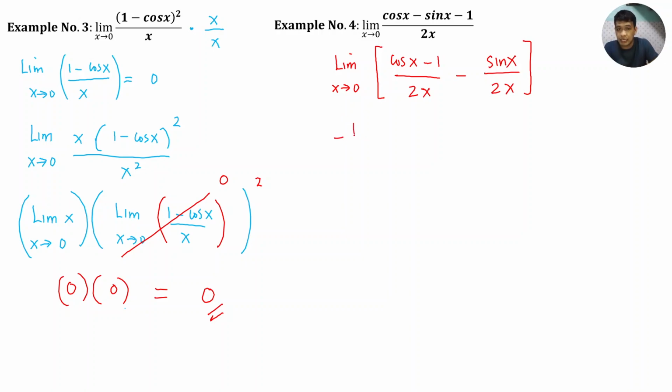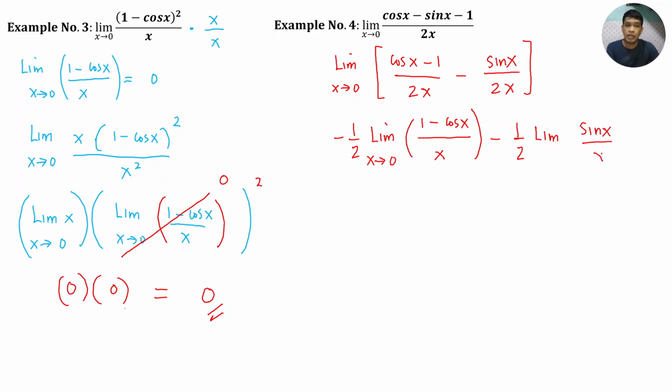So, this gives us negative 1/2 limit. Pinafactor out yung negative, magiging positive yung 1. Pinafactor out yung negative, magiging negative yung cosine of x. All over, nilabas yung 2, kaya x na lang yung ilalim as x approaches 0. Minus 1/2, kasi may principle tayo that the limit of a sum is the sum of their limits. And so with the difference, the difference of their limits. So this is minus the limit of sine x over x as x approaches 0.